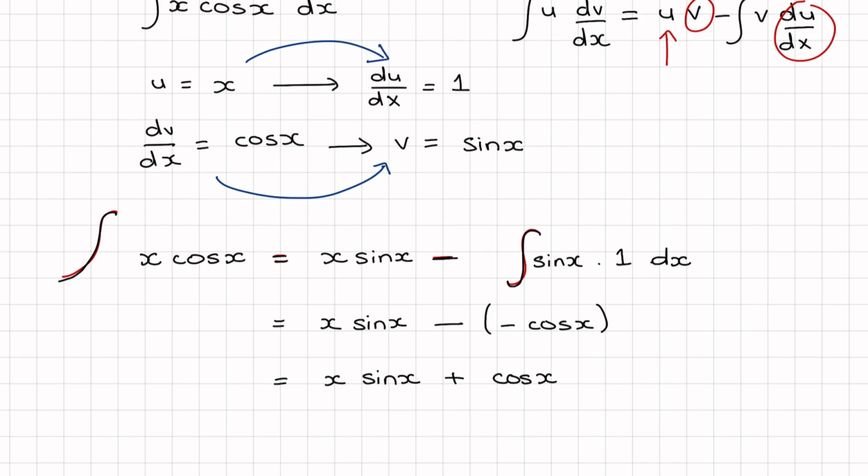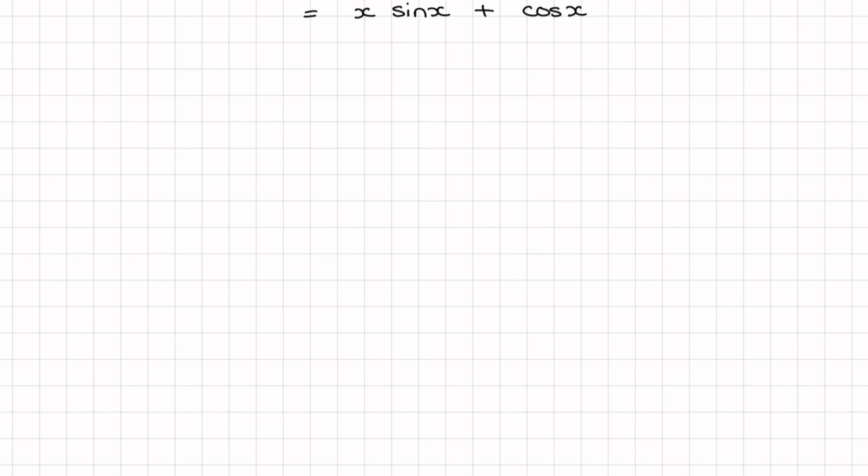Let me walk you through another example. Let's say we're trying to integrate x squared ln x dx. For this integral, I'm going to pick u to be ln x and dv by dx to be x squared. Now you may be wondering why I made this choice. How do we actually decide what to set as u and what to set as dv by dx?